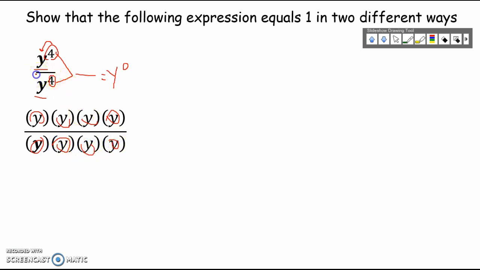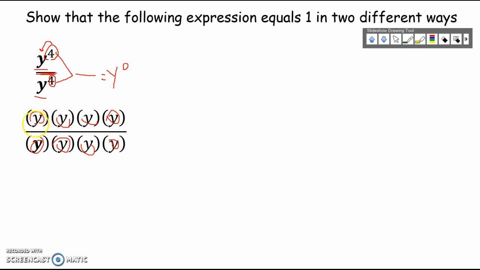And remember, this fraction bar just means division, so don't forget that. So, what do you know about division when we divide something by itself? Think about it. If I have 1,000,000 and I divide it by 1,000,000, what is it? It's 1. If I have 5 divided by 5, it's 1. If I have 20 divided by 20, it's 1. If I have 1,240,000 divided by 1,240,000, it's 1. Anything divided by itself is 1.